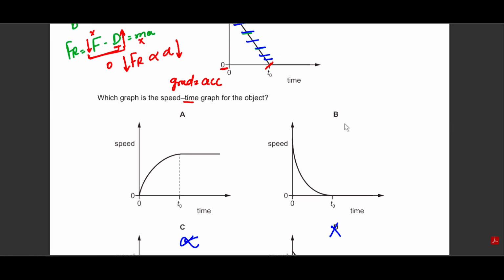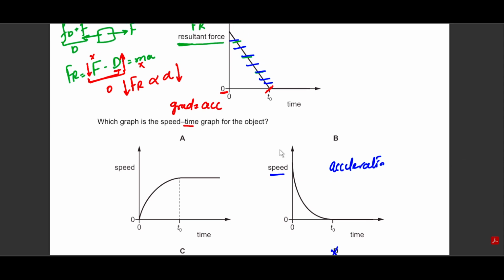Option B would have been the right answer if the graph was about acceleration. If this was acceleration, then this graph makes sense because with the passage of time, the acceleration is also decreasing non-linearly, right? It could have made sense. So let's go to option A.